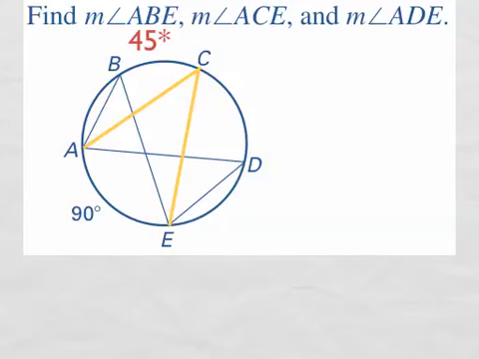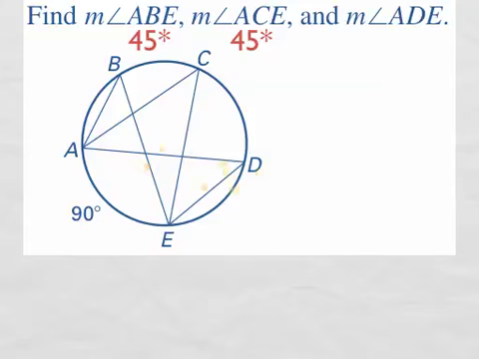Next, let's look at angle ACE. Again, I have an inscribed angle because the vertex C is on the circle. This angle is intercepting arc AE also, which still measures 90 degrees. So I need to take half of that, which gives me 45 degrees.